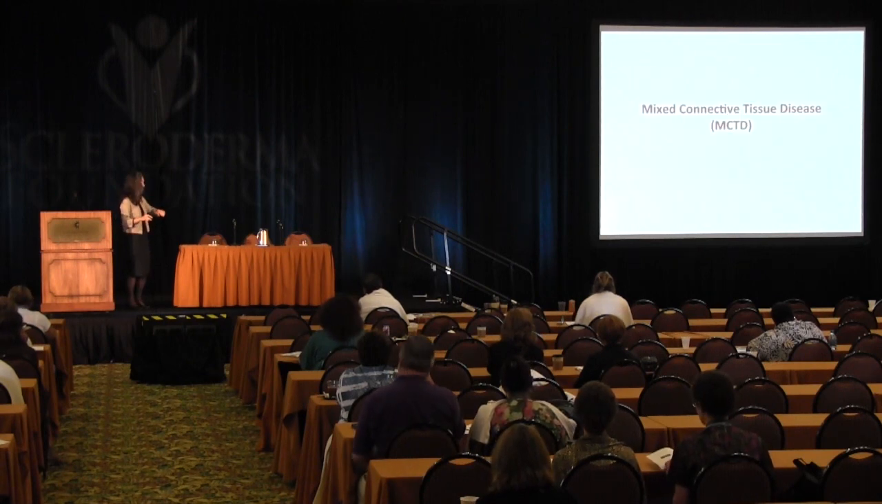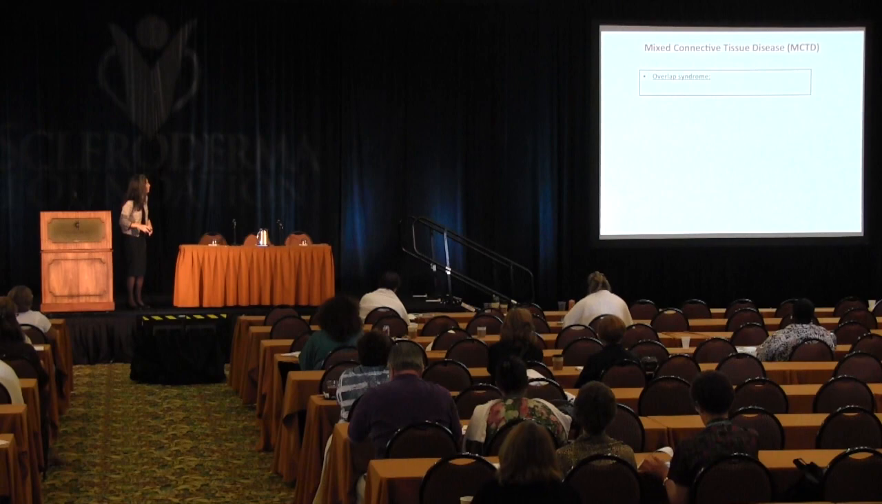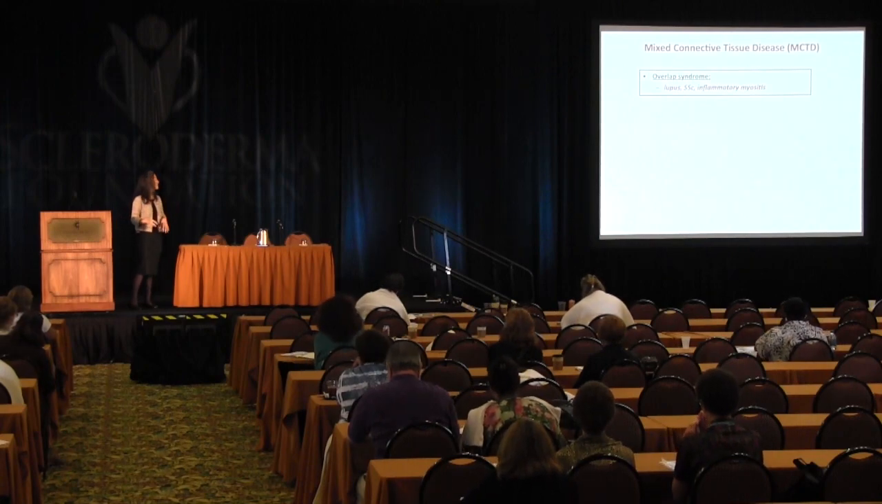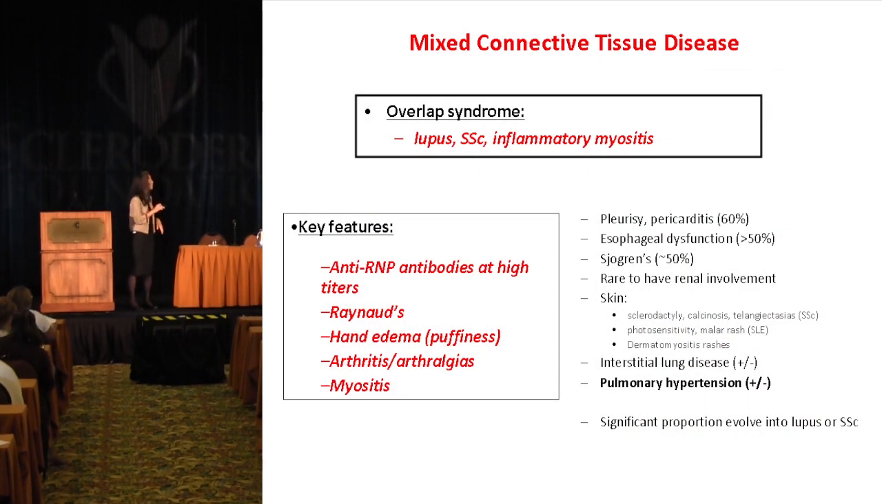All right, MCTD. So mixed connective tissue disease is the ultimate in overlap syndrome. It has components of lupus, which we've talked about, scleroderma, and inflammatory myositis, which we've also talked about. And the key features of this disease are high RNP antibodies at a very high titer, Raynaud's, hand edema, arthritis or arthralgias, and myositis. So again, a lot of these clinical features we've talked about in the context of scleroderma, myositis, lupus. So this is the ultimate in overlapping disease.